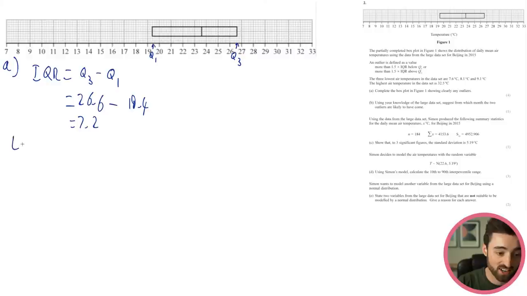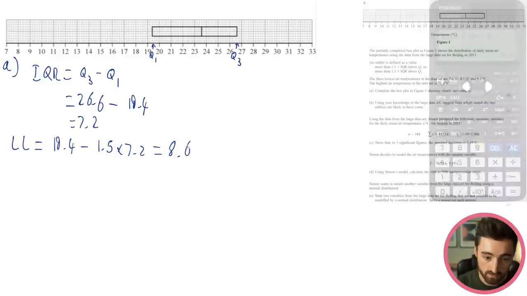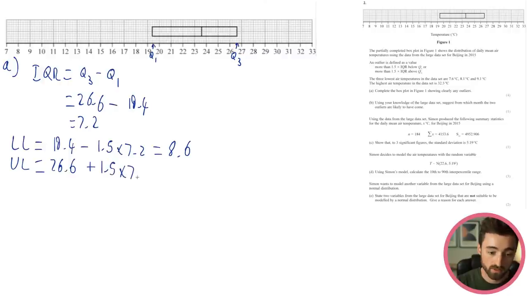So we can just call it LL for lower limit, equals Q1, which is my 19.4, minus 1.5 times my interquartile range. So that is going to be the following: 19.4 minus 1.5 times 7.2 is going to get me 8.6. And then the upper limit is going to be my Q3, which is 26.6, plus 1.5 times 7.2.